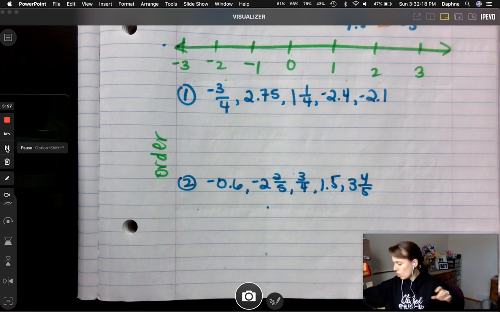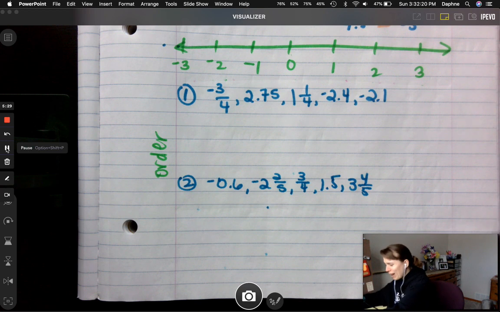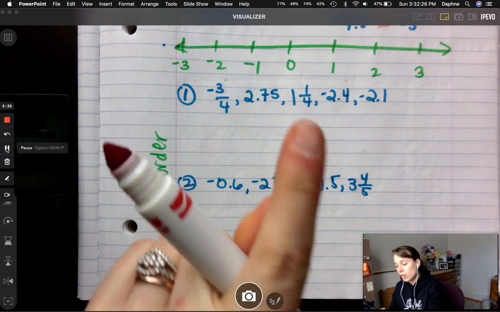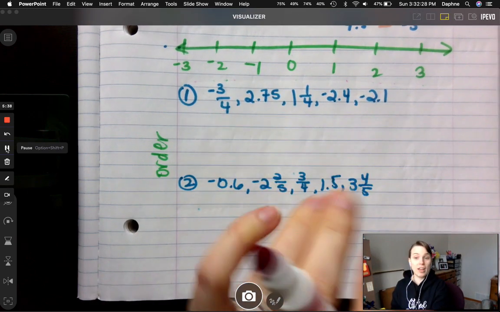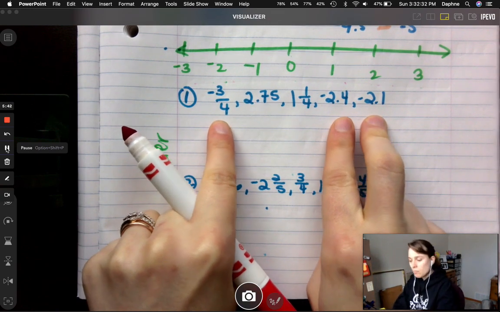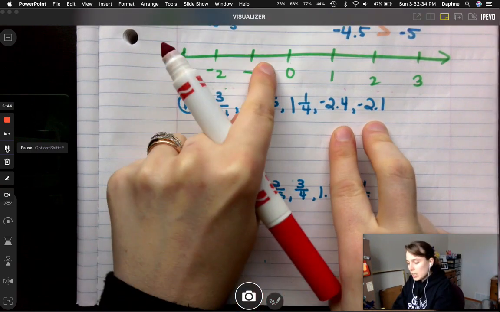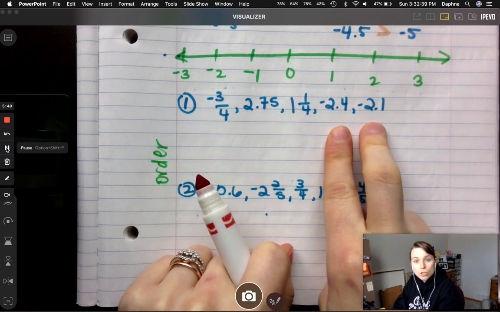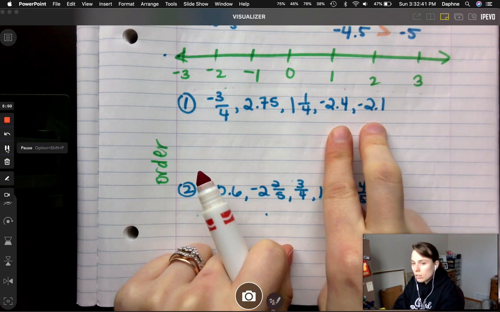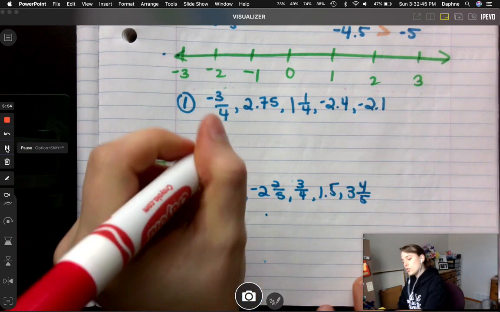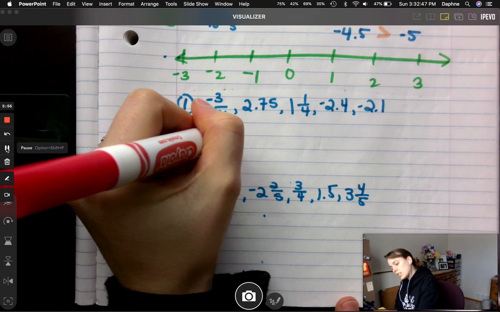Okay, so hopefully you're back. Hopefully you've tried it. And let's see, we're gonna go from least to greatest. So I want the farthest left number. So positive numbers are out. They are not the farthest left. So I'm looking at just my 3 negatives. Negative 3/4 is up here. Negative 2s are all down here. So I'm looking at just these 2. Which one is smaller? Which one's farther from 0? Negative 2 and 4/10 is the farthest from 0.